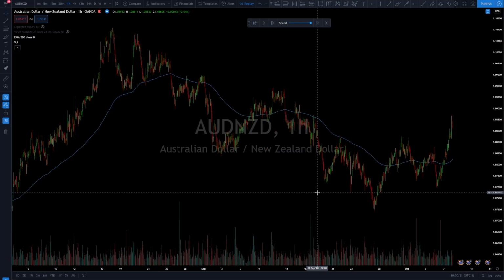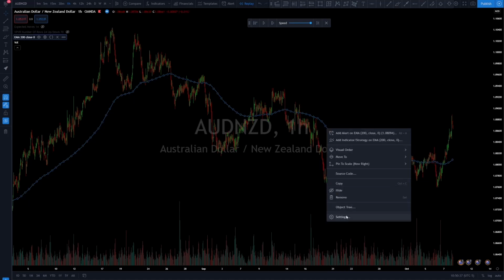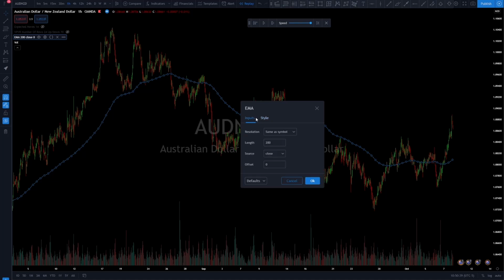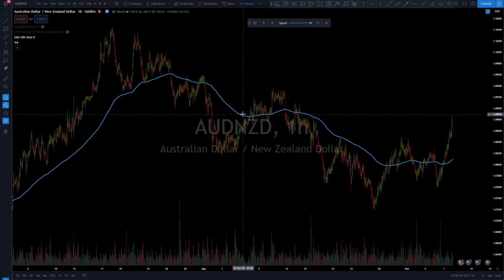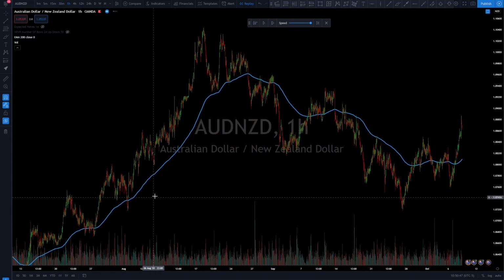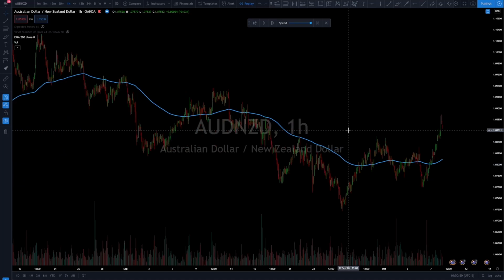Okay, so the second way to increase your win rate or identify the trend is by using this indicator right here. I'm actually going to make it a little bit easier to see. We're going to increase the thickness of that. Okay, so we can see that we have a massive blue line on our chart.